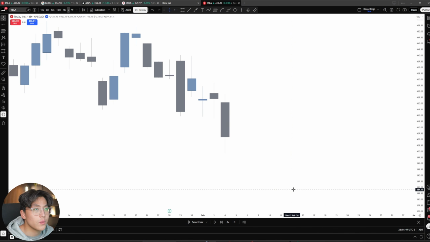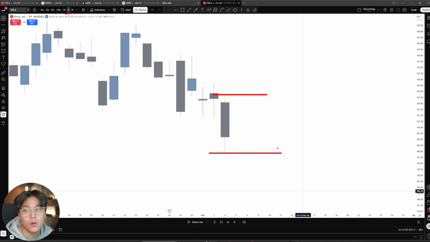So as you can see, we're currently on our next example, which is on Tesla. We're currently back on the daily time frame. And as I mentioned, what we first want to do here is mark out the high and low on the daily chart. Once we do that, we can now go on to the lower time frames.